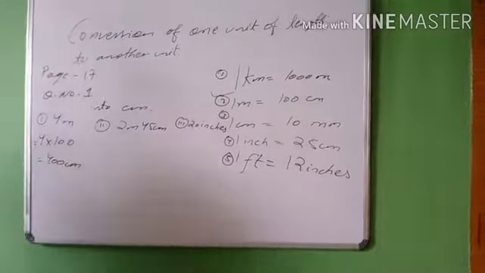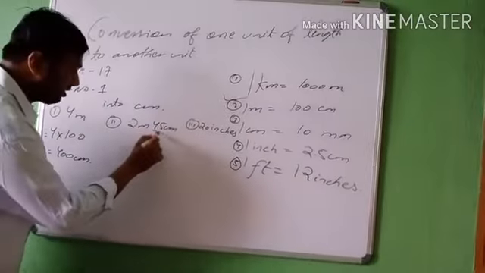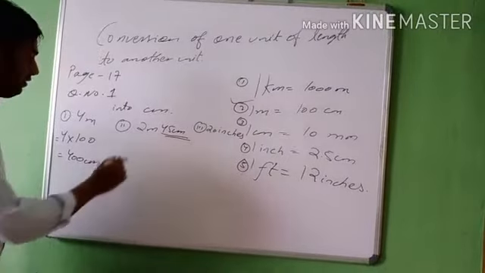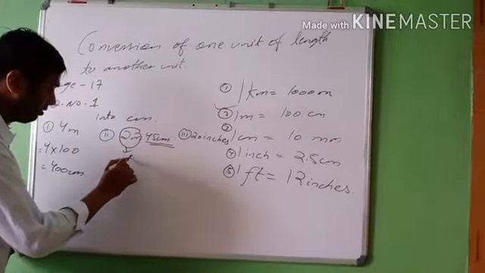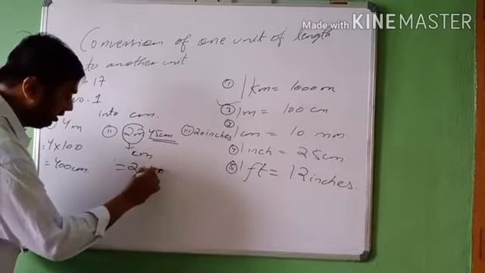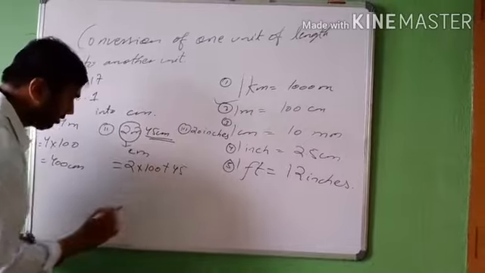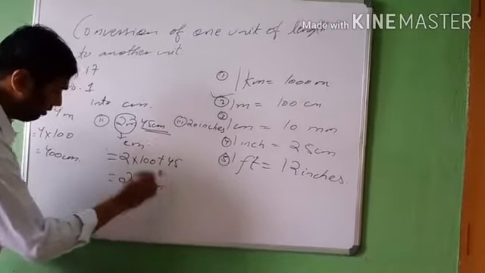In the same way, coming to question number 2, 2 meter 45 centimeter. 45 centimeter is already in centimeter. I have to just convert this part into centimeter. So 2 meter equals how much centimeter? 2 into 100 plus 45. So this equals 245 centimeter.